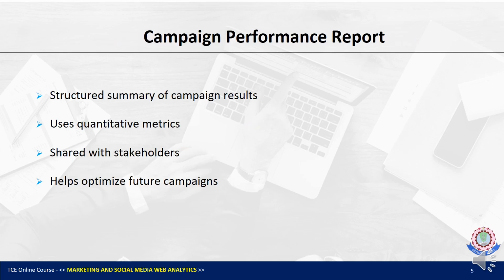Campaign performance report. A campaign performance report is a structured summary of how a marketing campaign performed. It uses quantitative metrics such as numbers, percentages, or rates. These reports are usually shared with managers, clients, and stakeholders. Most importantly, performance reports help us optimize future campaigns and decide how we are going to pursue them.